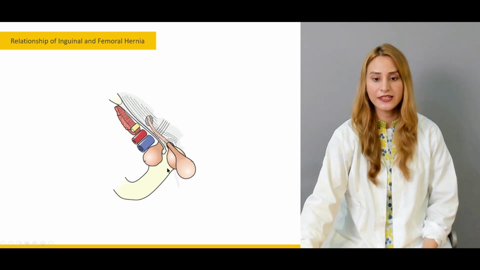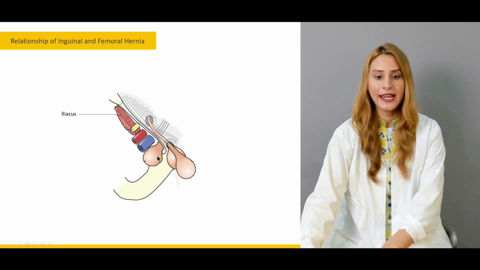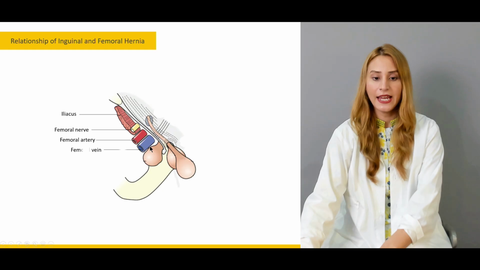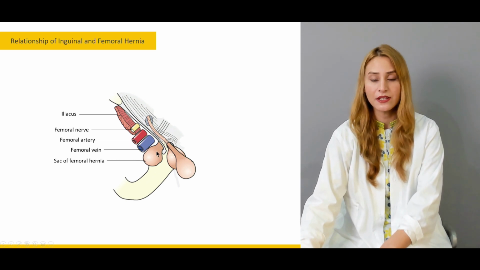So you can see here that this is the pubic tubercle, and this is the iliacus muscle. You can see here in the diagram as well. And this is the femoral nerve, this is the femoral artery, and then we have the femoral vein. You can see here that the nerve is lateral, the artery is between the nerve and the femoral vein, and the femoral vein is most medial. And most medially, you have the Cloquet's node, and the sac of the femoral hernia is coming from that Cloquet's node side.